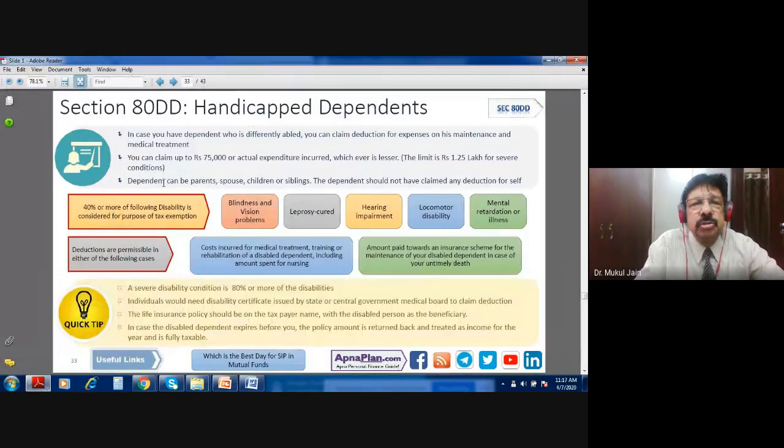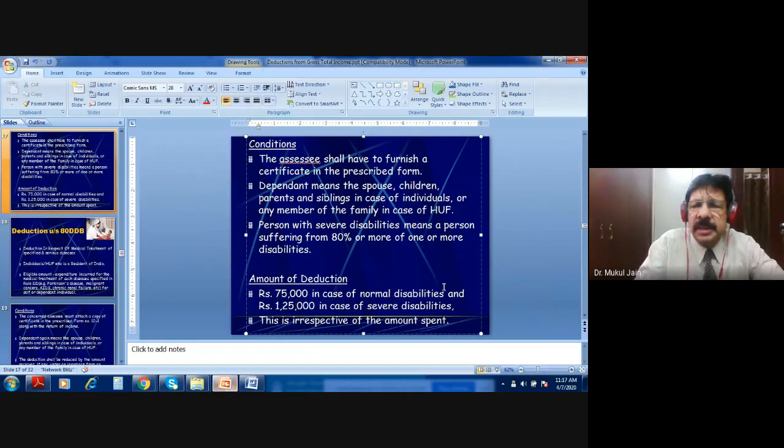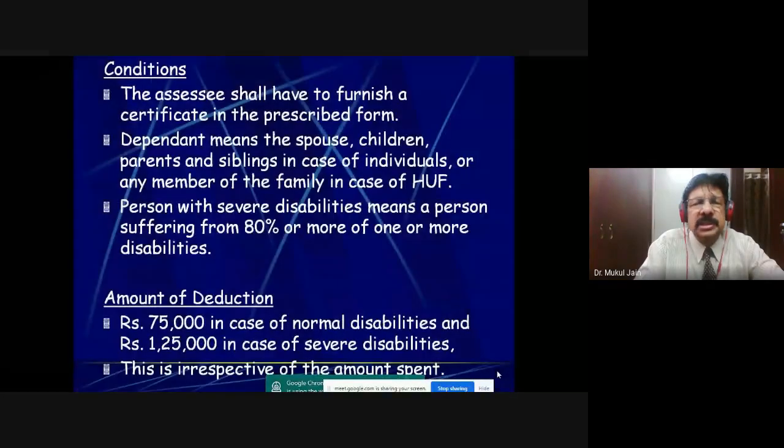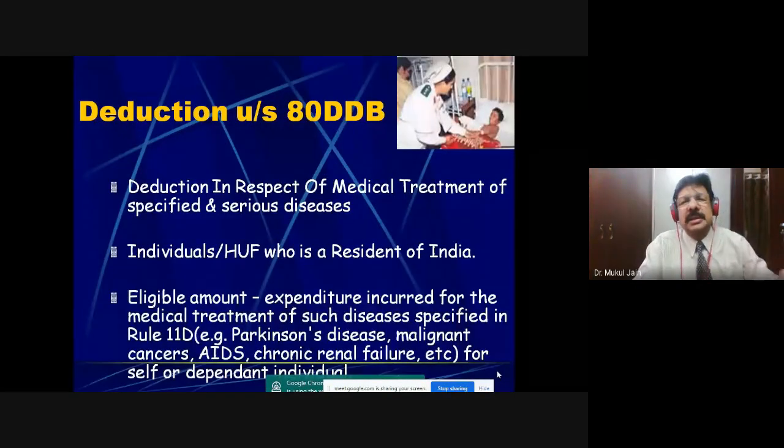So for severe condition, so dependent can be parent, spouse, children or siblings, and the dependent should not have claimed any deduction for self. तो ये कुछ उन्होंने बीमारियां दी हुई हैं, कौन कौन सी, जैसे ब्लाइंडनेस है, विजन प्रॉब्लम्स हैं, लेप्रोसी क्योर्ड, हियरिंग इम्पेयरमेंट, लोकोमोटर डिसेबिलिटी मतलब चल फिर नहीं सकता, या मेंटल रिटार्डेशन, और या इलनेस है, मेंटली रिटार्डेड कोई बच्चा हो गया किसी घर में, ठीक है, तो उनके लिए है ये. तो इसलिए ये उन फैमिलीज के लिए है जहां पर अनफॉर्चुनेटली इस तरह का केस होता है, ठीक है. तो हर एक के ऊपर अप्लाई नहीं होता, और मैं कह रहा हूं कि हर एक के ऊपर ना ही अप्लाई हो ये. तो इस तरह के ये सेक्शंस बनाए हुए हैं.